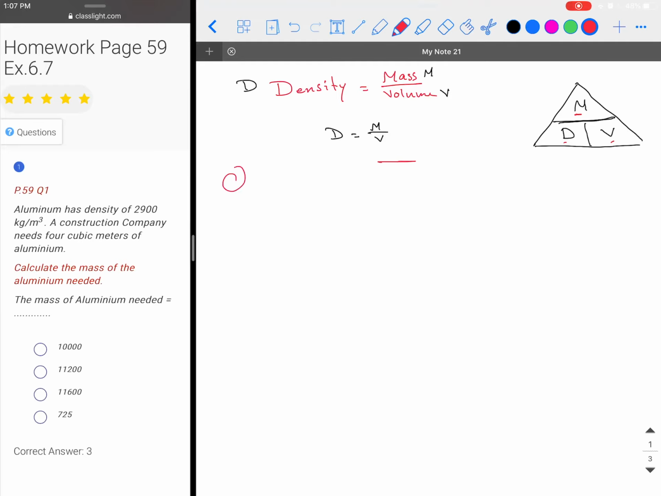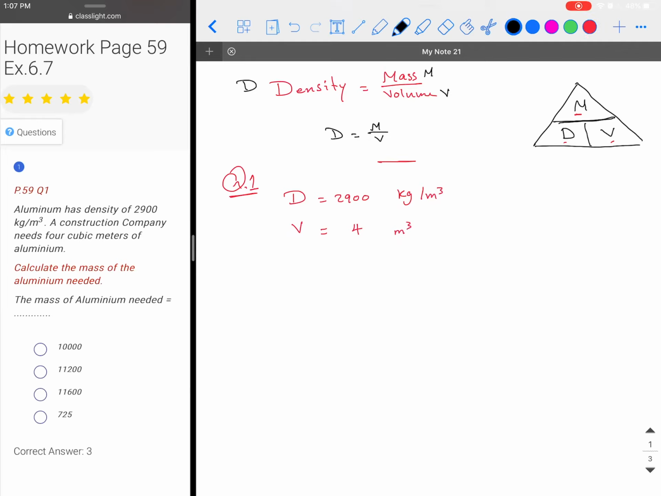For question number 1, aluminum has a density of 2,900 kilograms per meter cube. A construction company needs 4 cubic meters of aluminum. Calculate the mass of the aluminum needed. So what is the information we get here? The first one, we get D equal to 2,900 kilogram per meter cube, and we also get that the volume is 4 cubic meter. Volume equals 4 meter cube.